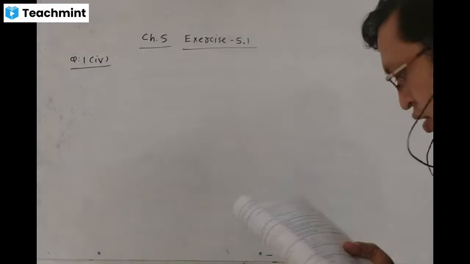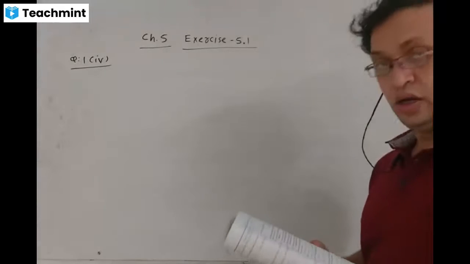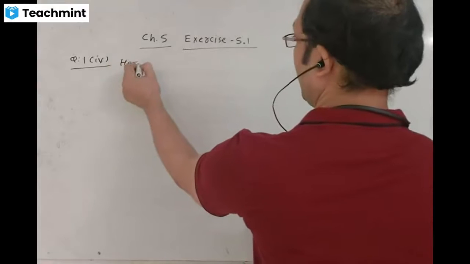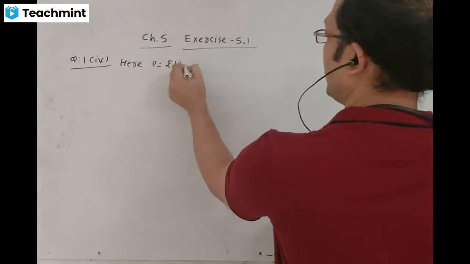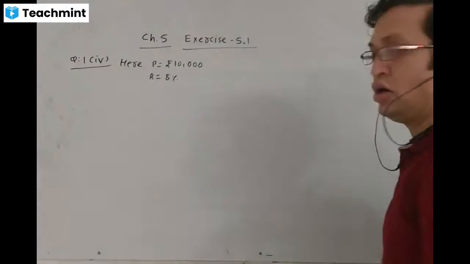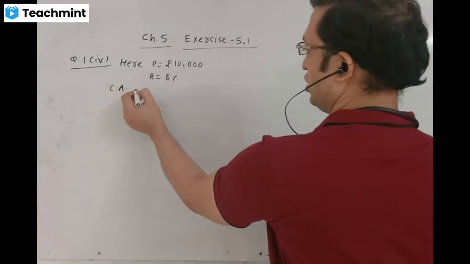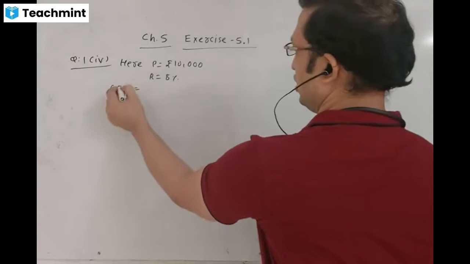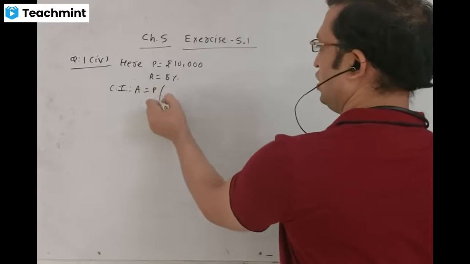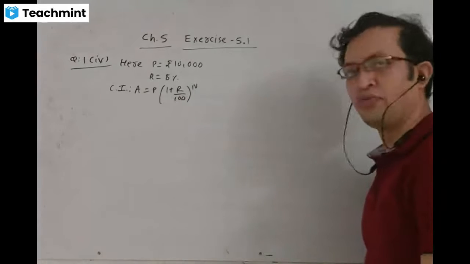The amount of money in the account every year when rupees 10,000 is deposited at compound interest at 8% per annum. Here, principal value P is equal to rupees 10,000 and rate of interest R is equal to 8%. What is the formula to find compound interest? A is equal to P into (1 plus R upon 100) raised to N, and N is equal to the number of years.